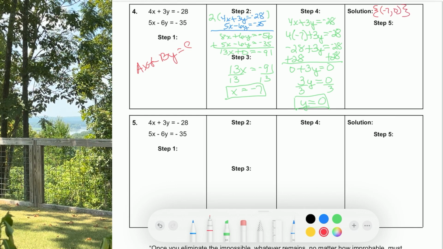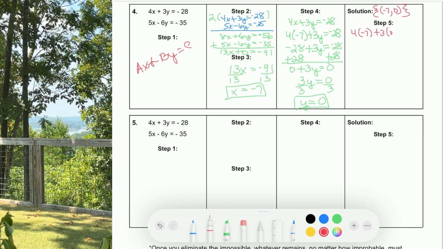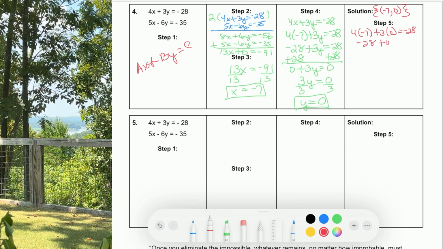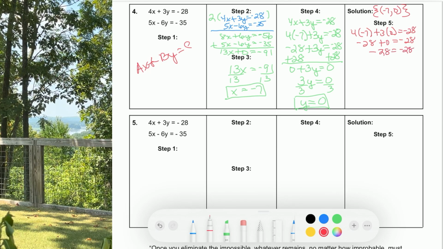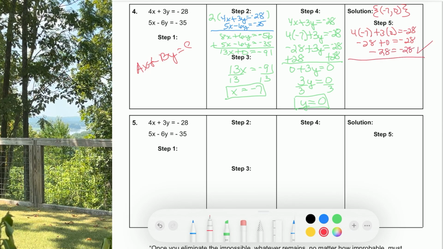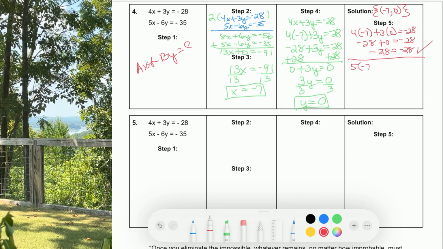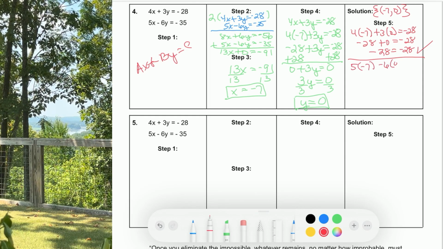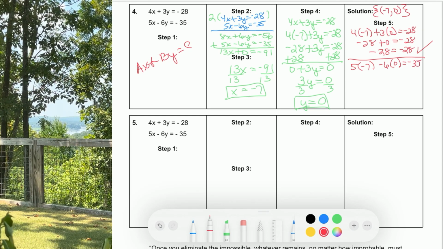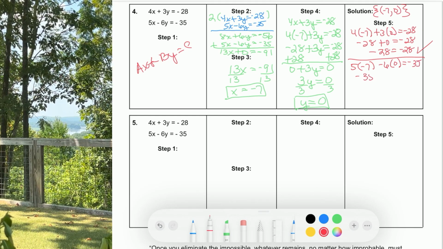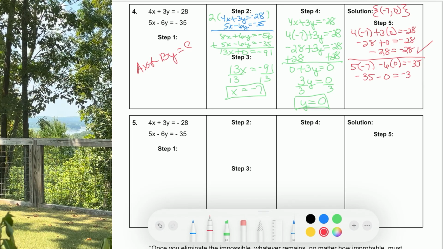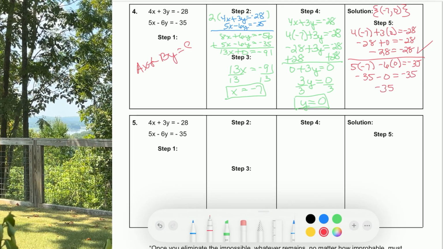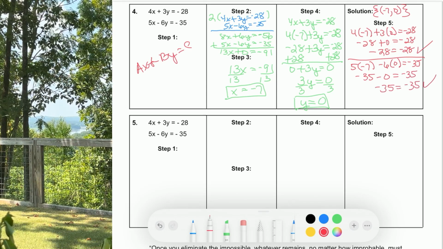And we need to check our answers. So 4 times negative 7 plus 3 times 0 equals negative 28. Negative 28 plus 0 equals negative 28. So negative 28 does in fact equal negative 28. And that one is good so far. Check the second one. 5 times negative 7 minus 6 times 0 equals negative 35. Negative 35 minus 0 equals negative 35. And yes, this one is also correct. So we are good.